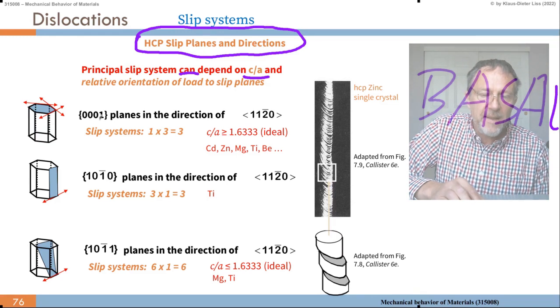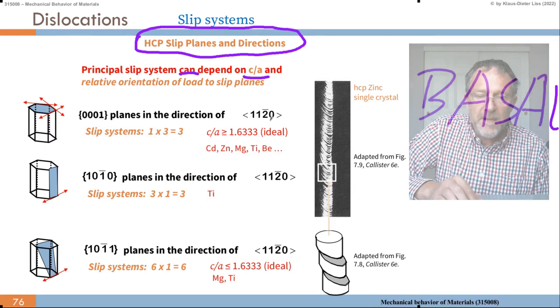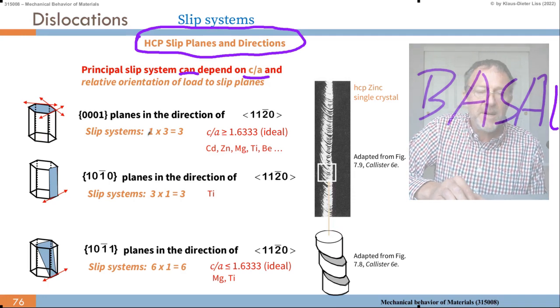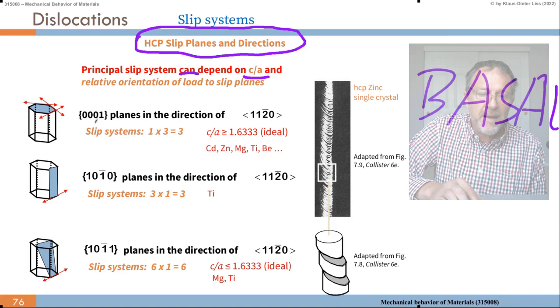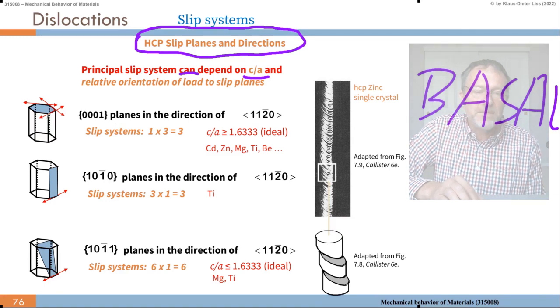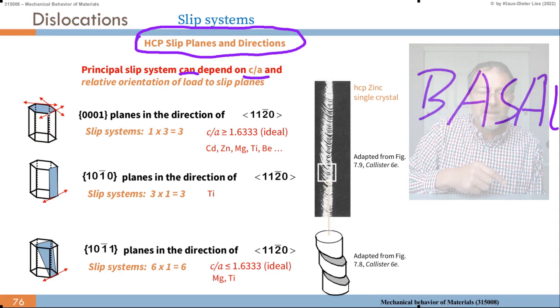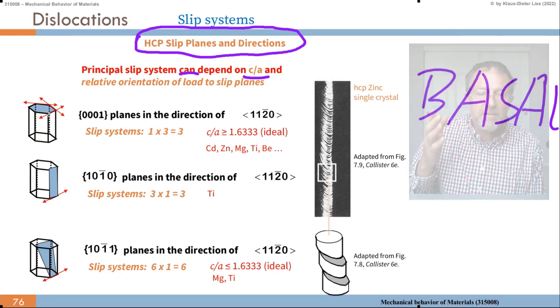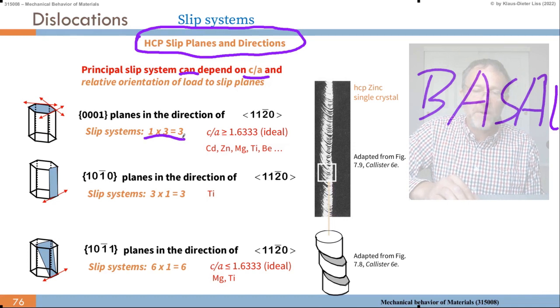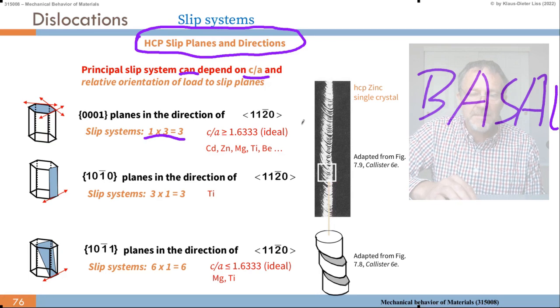So the slip plane is the 0, 0, 1 plane, and the direction is the 1, 1, 0, or 1, 1, minus 2, 0 if you take the 4 indices. So how many slip systems do we have? We only have one basal plane. There's no other plane of this type in the HCP lattice. And then we have 3 directions. Actually, we would have 6 directions, but that is just plus and minus. So if we neglect the plus and minus, we only have 3 directions. So 1 times 3 is 3 slip systems.